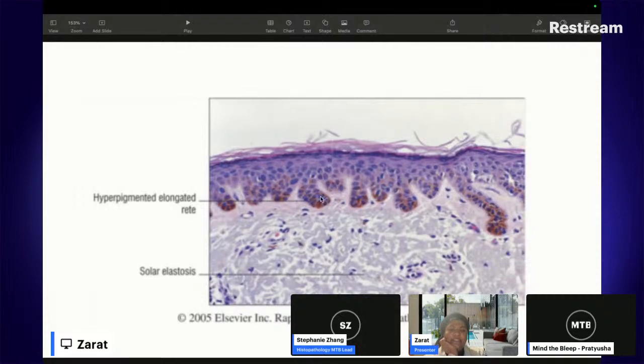So this is just what normally we would call a sunspot, but in histopathology we call it solar lentigo, but it's basically a benign sunspot.